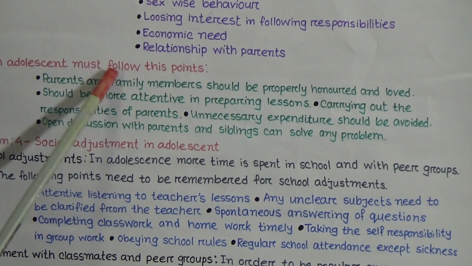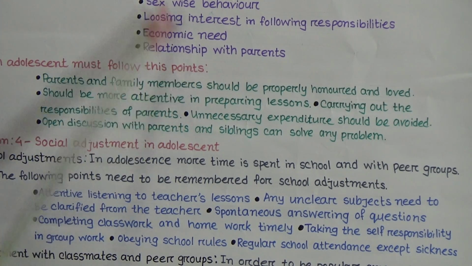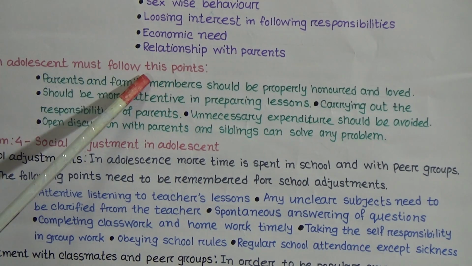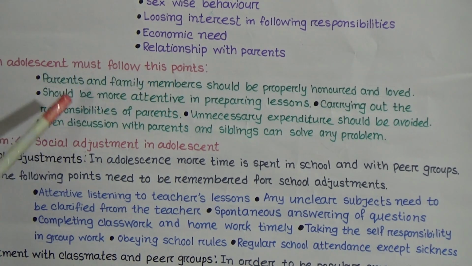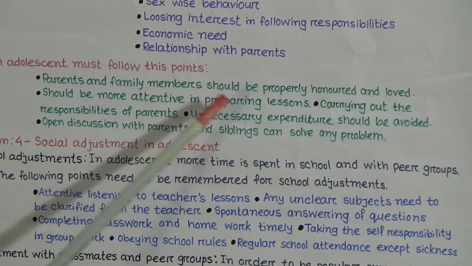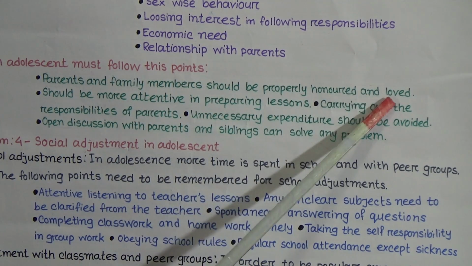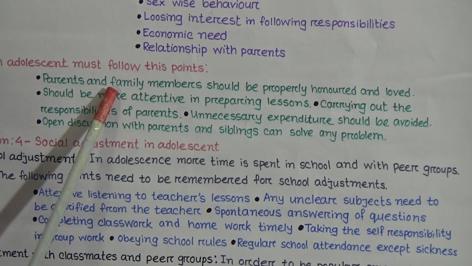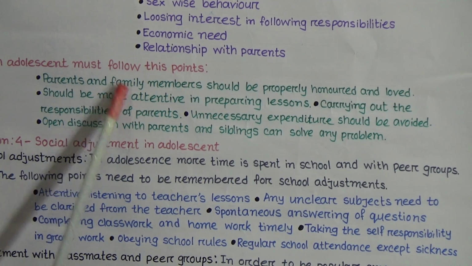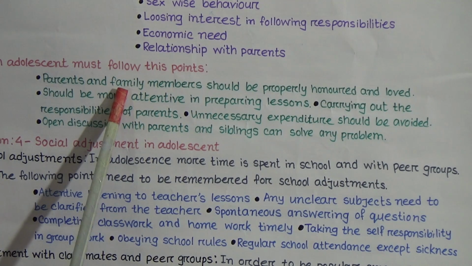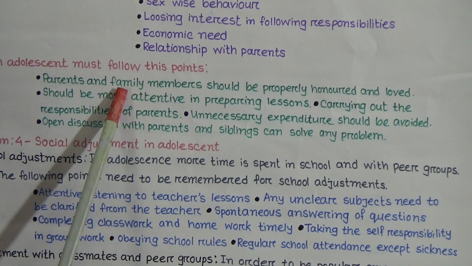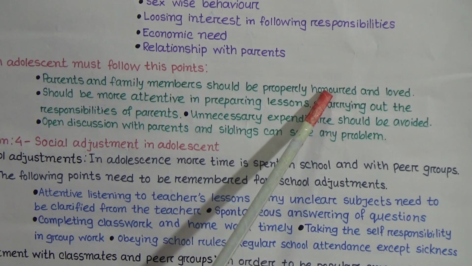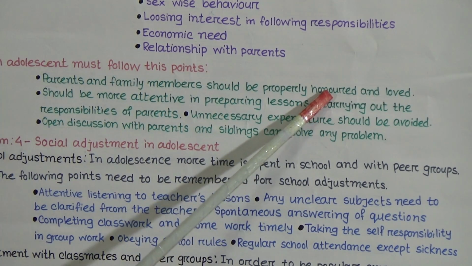Next, an adolescent must follow these points. So to build up our adjustment with the family, what can a child do? So first, parents and family members should be properly honored and loved. If a child wants to adjust with his or her family, he or she must have bonding with his or her parents and family members, must show honor, and there must be love.